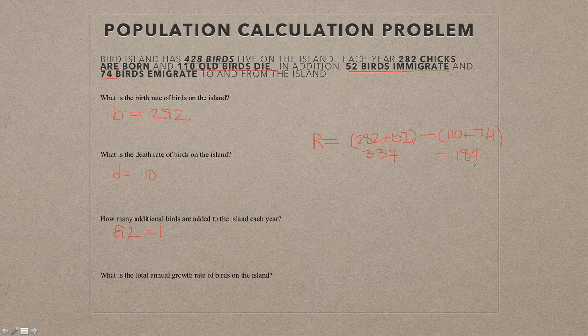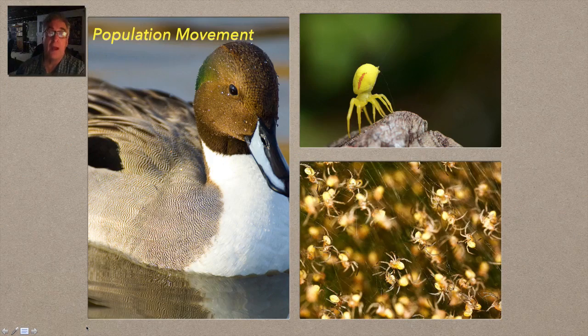So if we subtract these two, 334 minus 184, that's going to bring us to 150 birds that will be added to the population this particular year. So that's what will be our annual growth rate. And so we'll have 150 birds added to it. So you can see how this particular equation works. Pretty straightforward. We have population movement, and we're talking about basically two things.